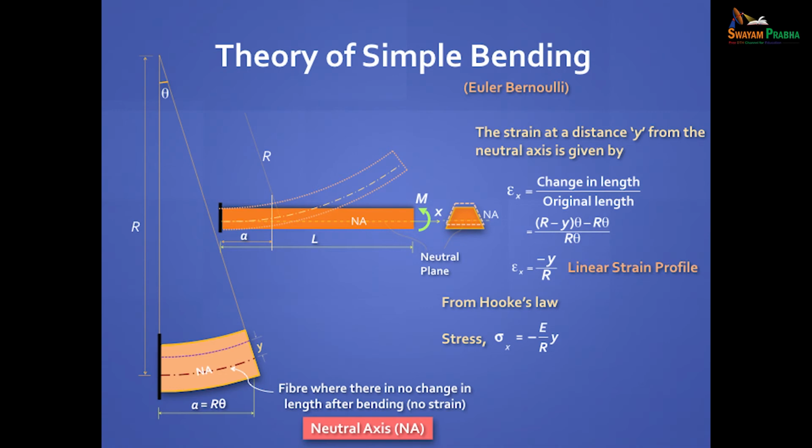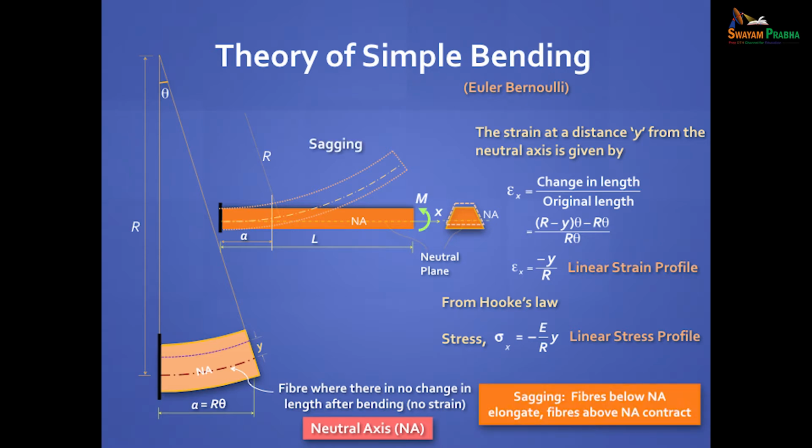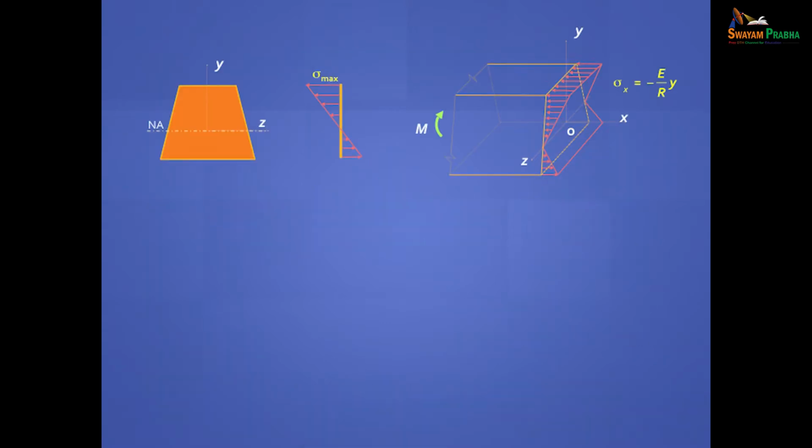So you have a modulus of elasticity acting, and so this is your stress. Because the strain profile is linear, we've already seen that, and because the modulus of elasticity is a constant, the stress profile is also linear. How do you say that? E is a constant, R is a constant, only y is a variable across the depth of the section. And this kind of behavior we call sagging, when the fibers below the neutral axis elongate and the fibers above contract. Now let's get into the proof.